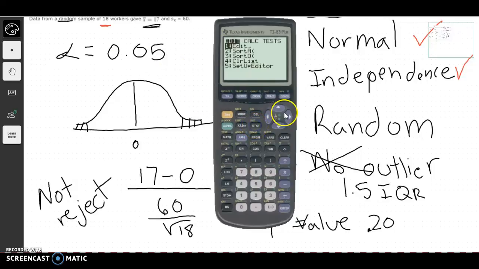Another nice feature on the calculator is that you can draw these to get a better picture. Instead of just hitting calculate, you can hit draw, and it will draw the curve so you can see where it shades. It shades that 12% there, and then it will start shading on the other side of the two-sided test. So you get a better idea of what your distributions look like.